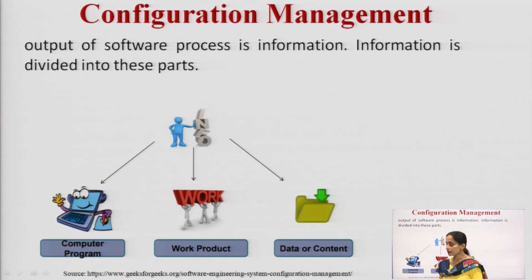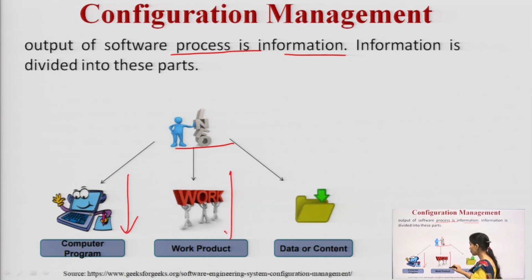As we know, the output of a software process is information. This information is divided into 3 parts. It can be in the form of computer programs, it can be in the form of work products, it can be in the form of data or content.